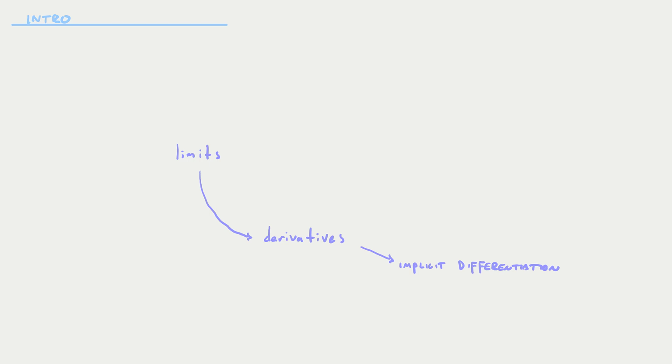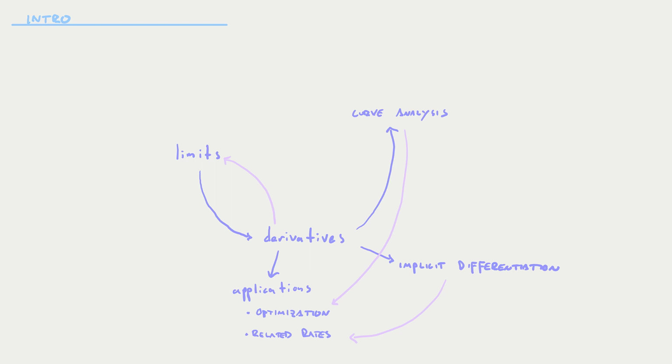We use derivatives, we learned implicit differentiation, we used derivatives to do curve analysis. We did two major applications from both of those things. Curve analysis gave us optimization and implicit differentiation gave us related rates. But today what we're going to do is we're actually going to apply derivatives to limits as well.